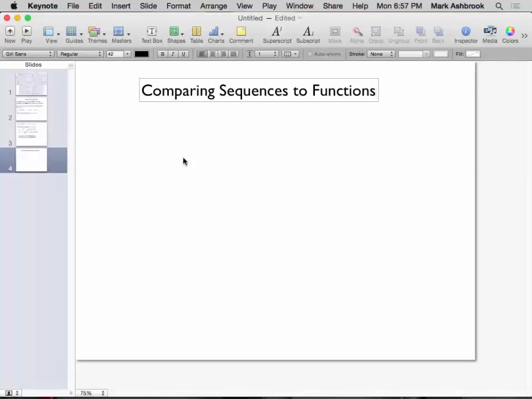Okay, comparing sequences to functions. So for instance, a sub n equals 1 over n squared. So what function is that kind of like? What function, if we were to write a function f of x, 1 over x squared, right? So the n is kind of like the input, right? And 1 over n squared is like the output.